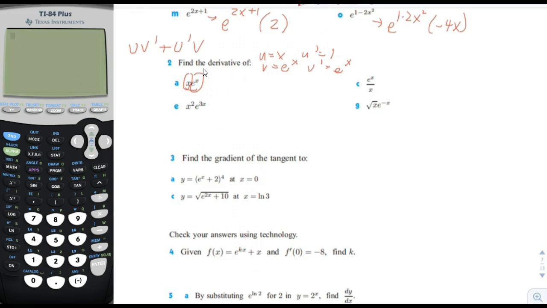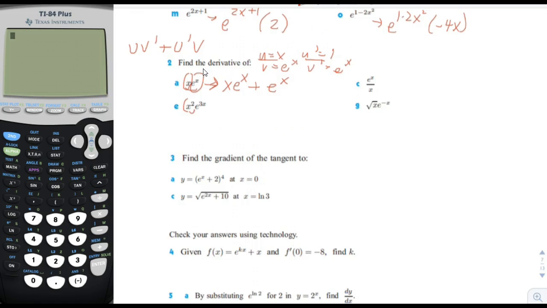So here I'm going to take u, which is x. V dashed would be e to the x, plus u dashed, which is 1, I don't need to write anything, times v, which is e to the x. So there we go. Now we're going to divide this into two parts.